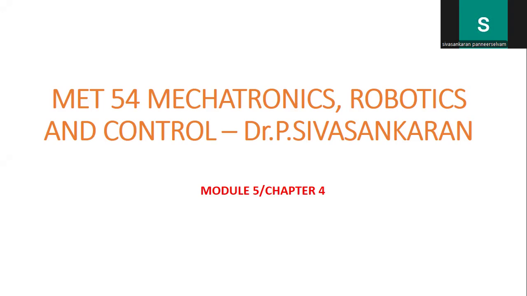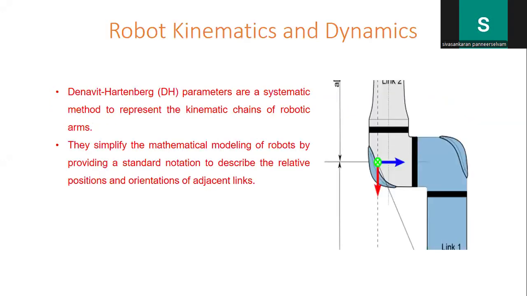Today we are going to discuss module number 5 in mechatronics, robotics and control. The most important topic is robot kinematics and dynamics. In that we are going to see about Denavit-Hartenberg parameters. In short, we can say DH parameters.